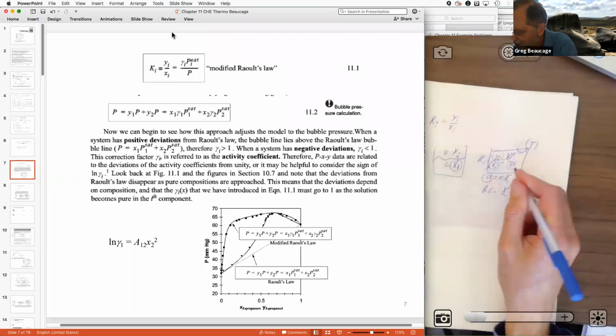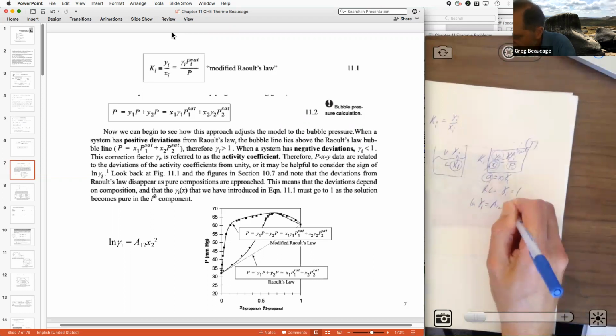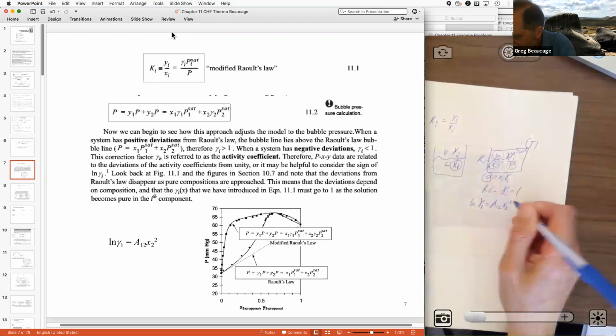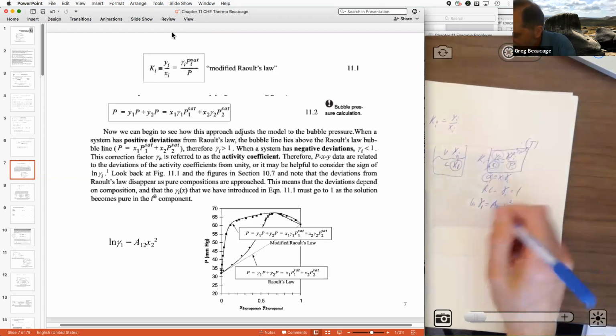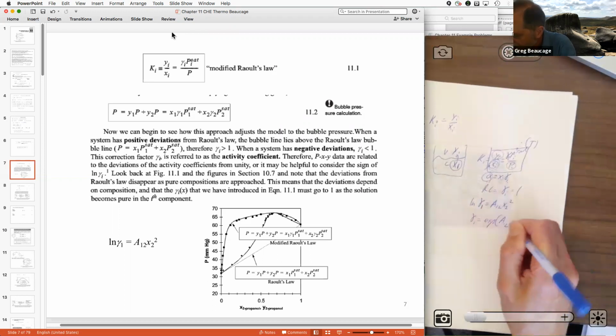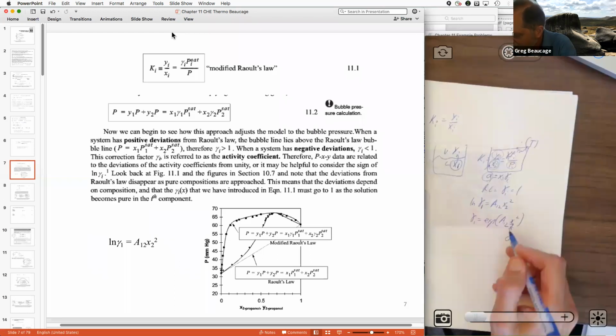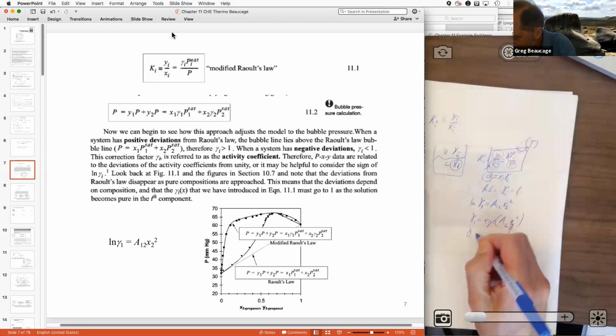Right, and so when does gamma i equal 1? We know that ln of gamma 1 equals A12 times x2 squared, right? So we can say gamma 1 equals exponential of A12 x2 squared, right? So when x2 is 0, in other words, when component 1 is 100%, then this thing is exponential of 0, which is 1. So gamma 1 equals 1 when x1 goes to 1, right?